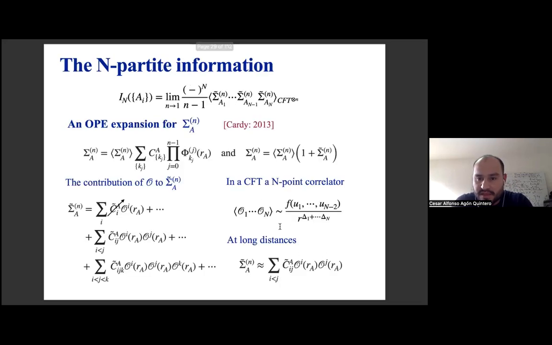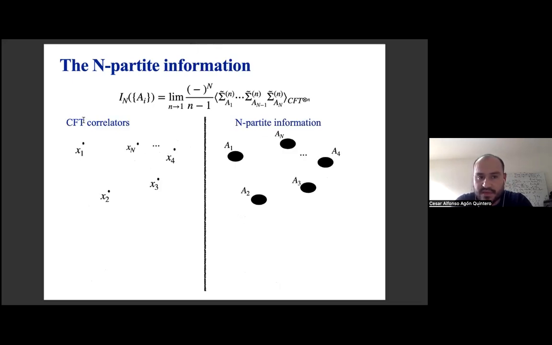But now let me make a parallel between this type of correlators and ordinary CFT correlators. And this is what I do here. So here we have an n-point correlator, let's say, and now we are considering an n-partite information, which looks like also an n-point correlator, but one that is roughly made out of two operators. It's roughly like the normal ordering of the square of an operator, roughly speaking. There are some indices here that you have to add up, but you can already get some intuition just from this intuitive approximation.